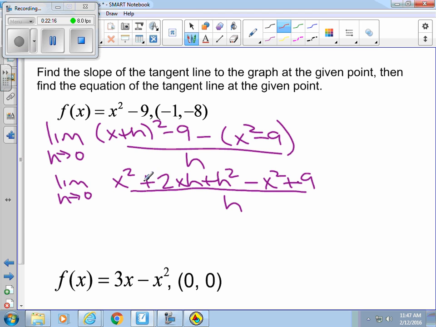2x maybe? Yeah. Oh, whoops, I lost a 9. Minus 9. Sorry. The 9's cancel. Factor out an h.